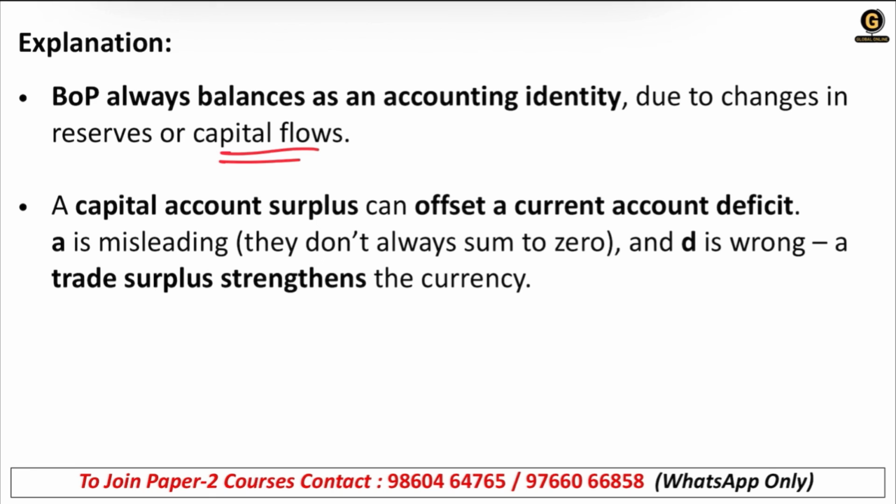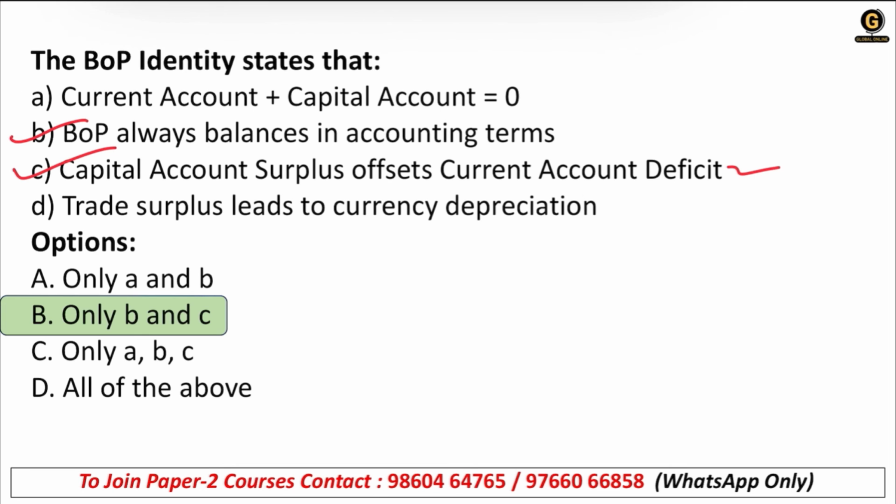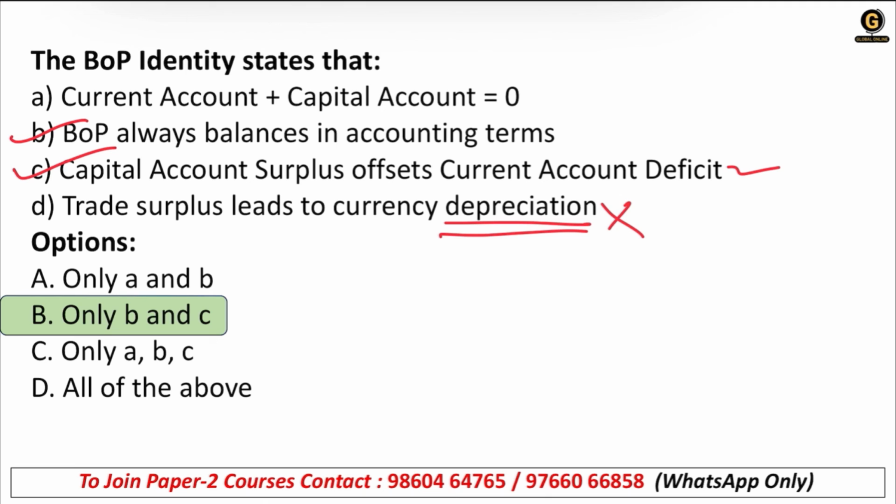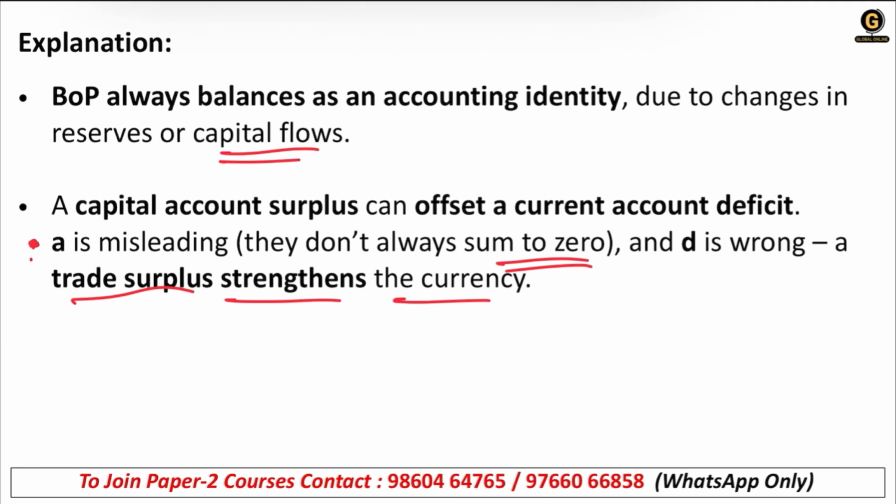Option A is misleading. They don't always sum to 0, and D is wrong. A trade surplus strengthens the currency. Trade surplus leading to currency depreciation is not correct. It actually strengthens the currency. That is why the correct option was only B and C, not A and D.